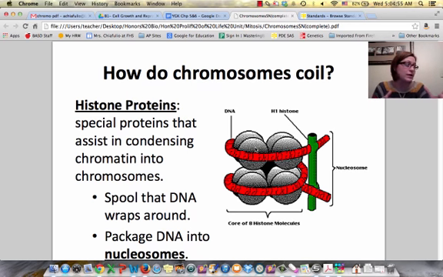And imagine if you had 23 or 46 of these different pieces. To keep them organized, you would want to coil each one into a smaller piece so you had like 46 little piles of your string all over the place. That's the same idea with the chromosomes here.